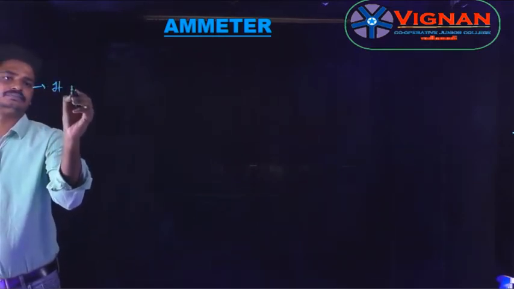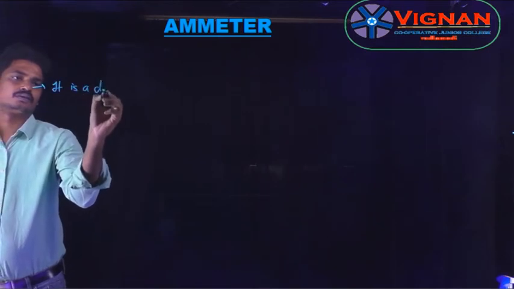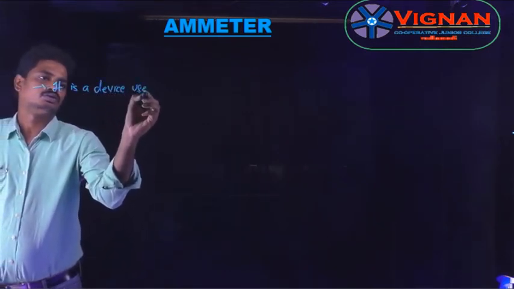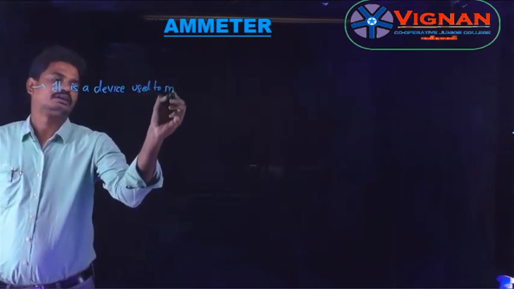Now let us see how this moving coil galvanometer can be converted to an ammeter. Initially, what is meant by an ammeter? An ammeter is a device used to measure current.